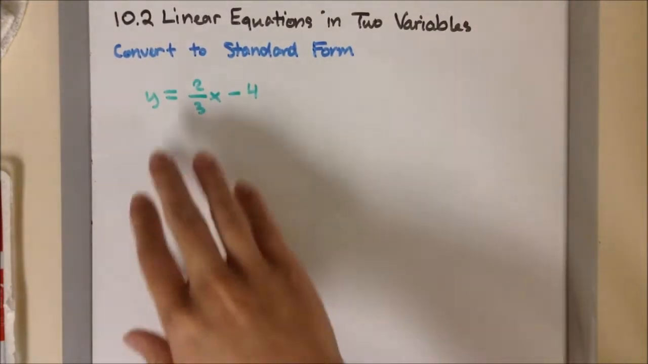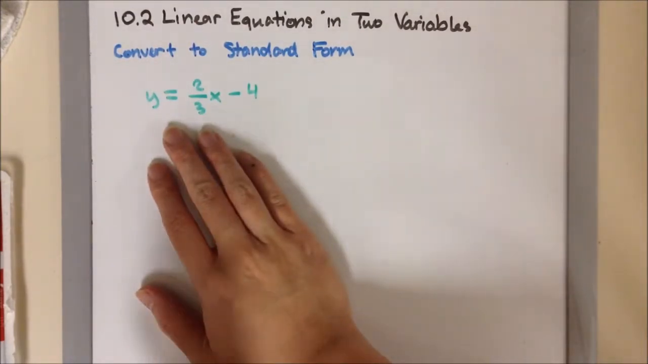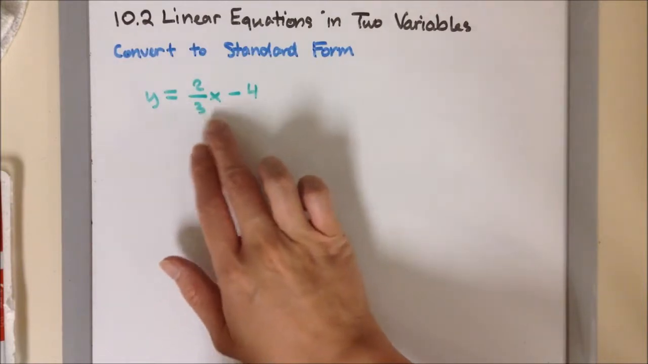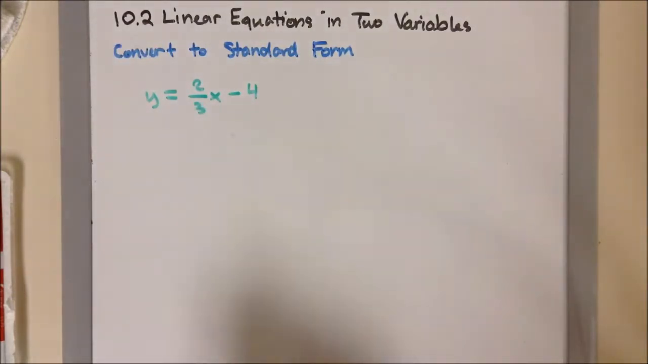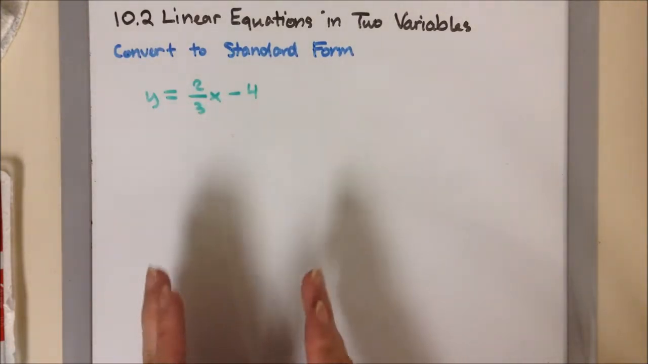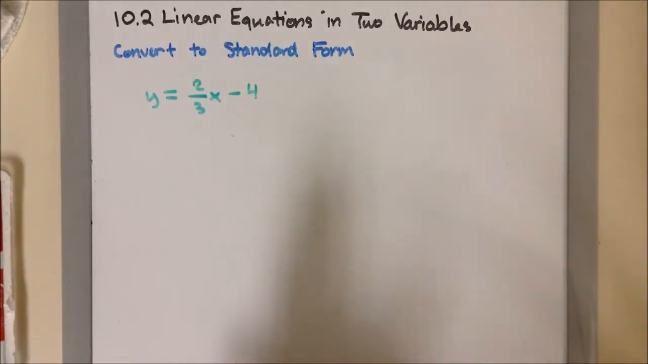In example 1, we have our linear equation, which is right now in slope-intercept form, y equals 2/3 x minus 4. Now, as you can see, y and x are on separate sides of the equal sign, and our goal is to get them on the same side.